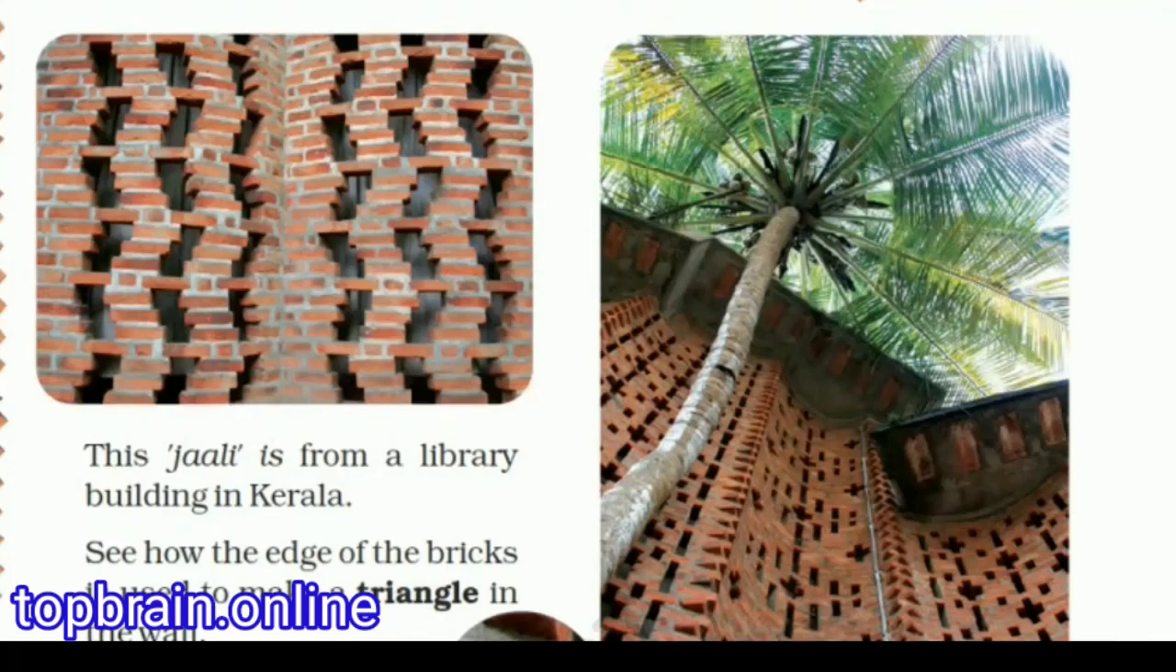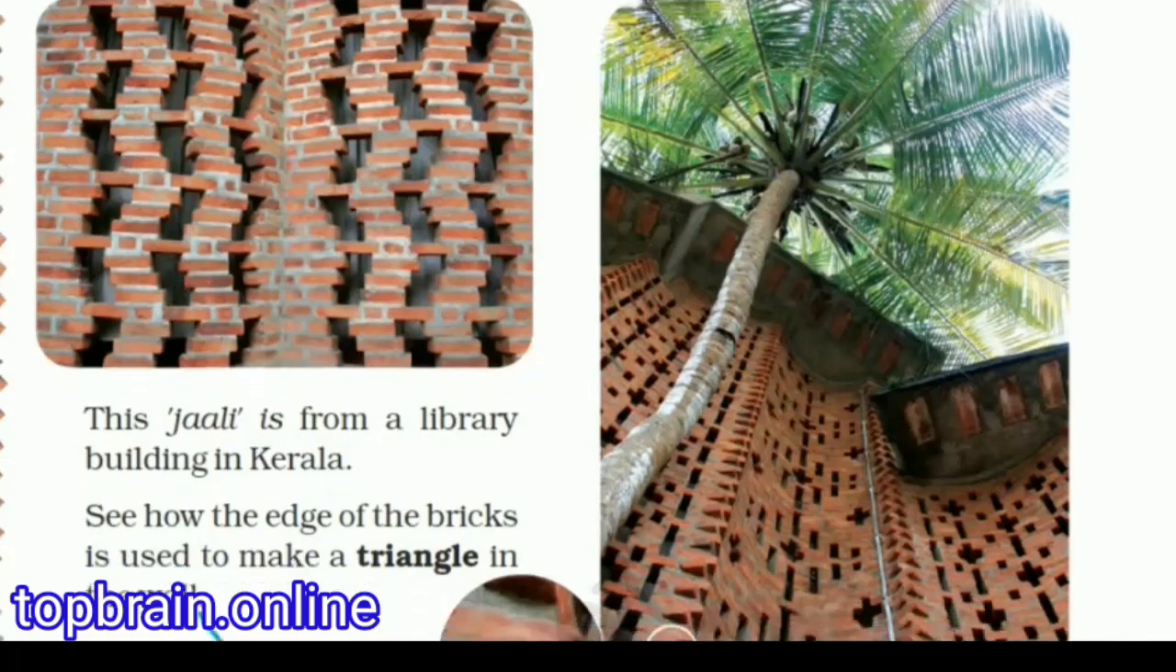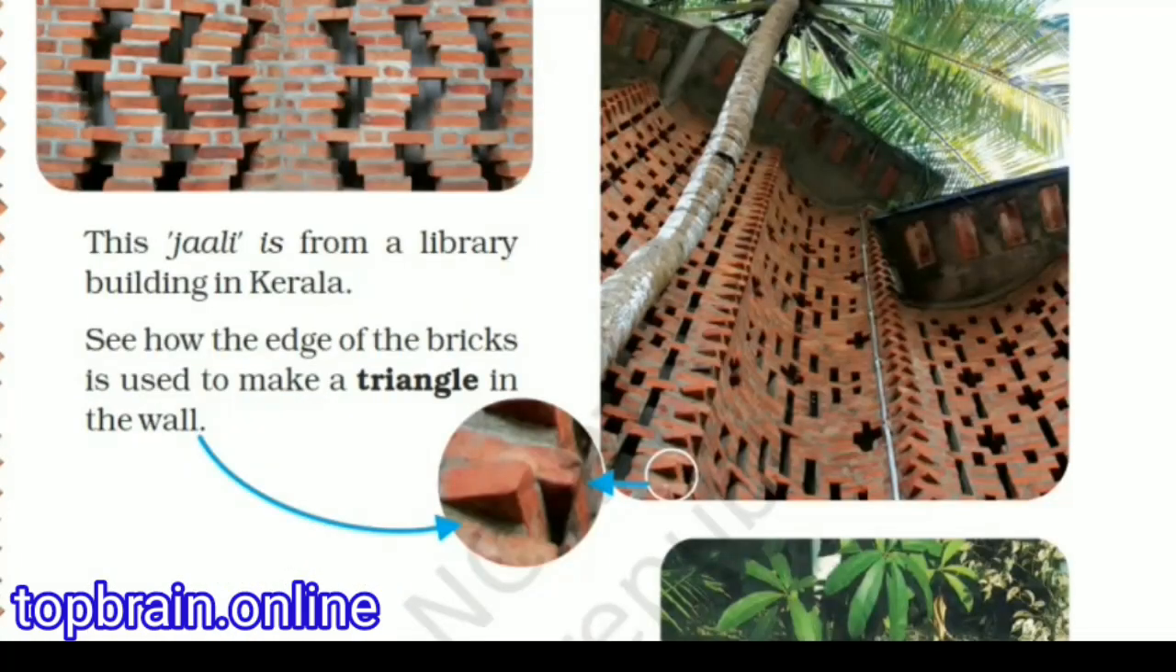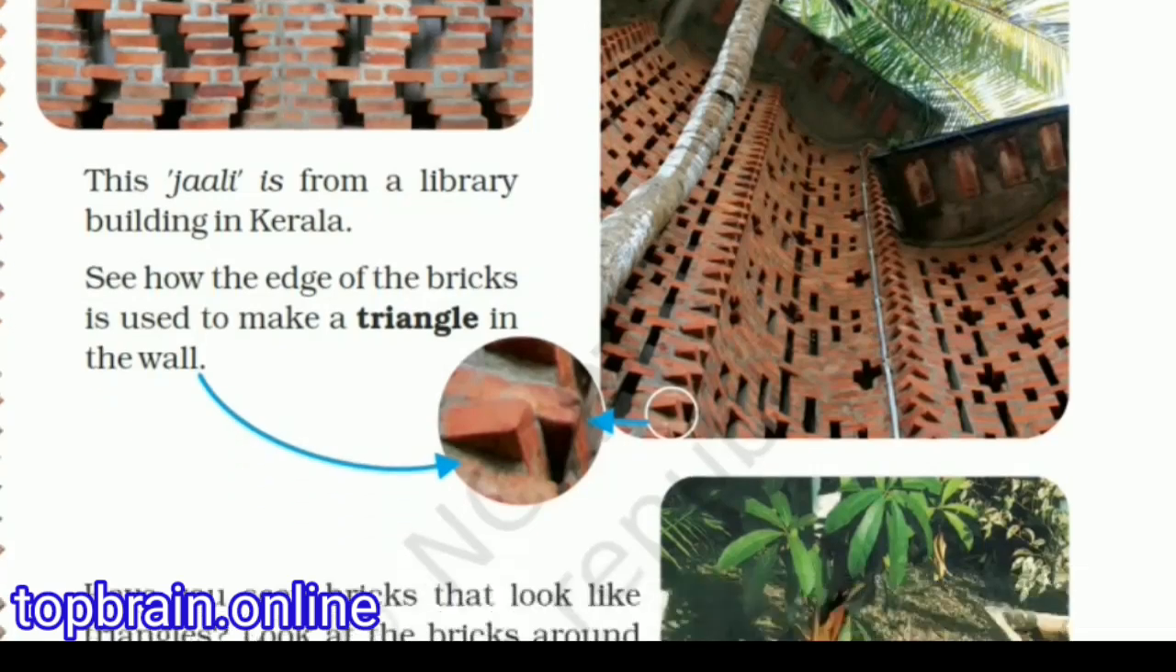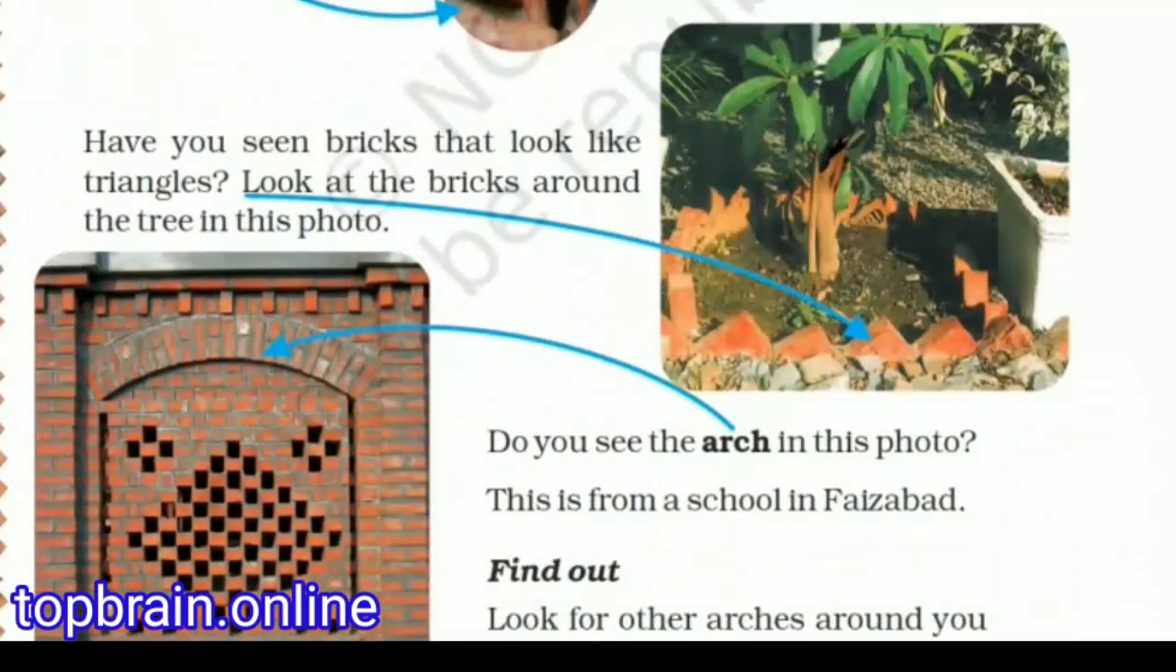And similarly observe this picture, in which bricks are arranged to form different jali patterns and also give the wall the shape of a triangle. See here, a small triangle design is formed which looks like a triangle. You also find this type of triangle in a garden.